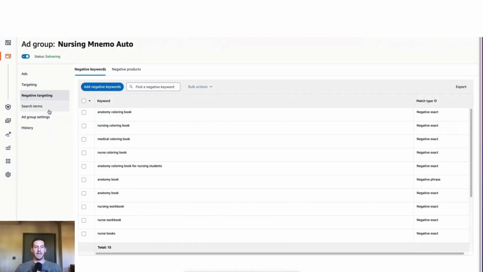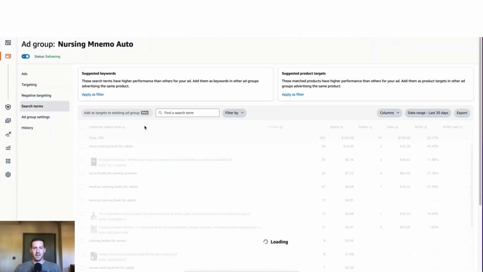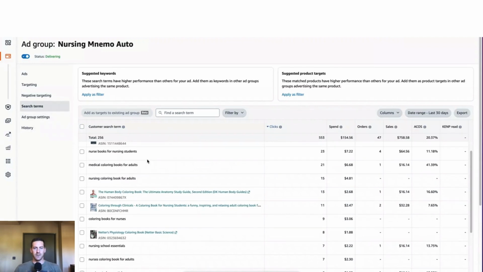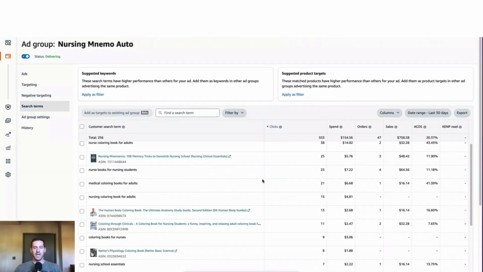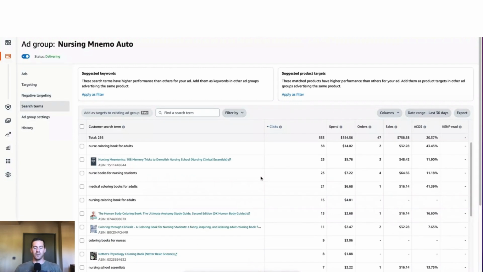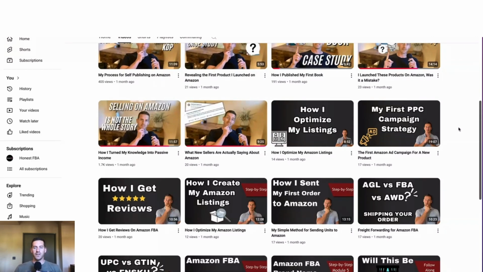However, like I said in the beginning, this is not something that I recommend you do during the first 30 days because during the first 30 days, you just want to collect this data. Under the search terms, you just want to collect as much data as possible so that you can actually make an educated decision as to which keywords or product targets are profitable and which are not. If you don't give the campaign enough time to run, you just don't have enough data to pull from to make an educated decision.